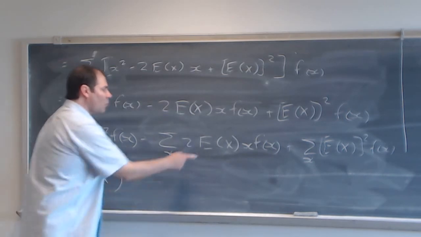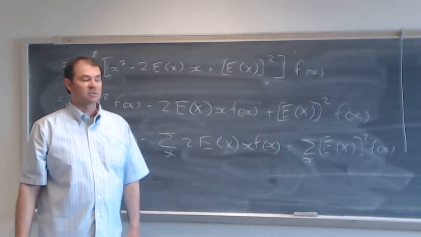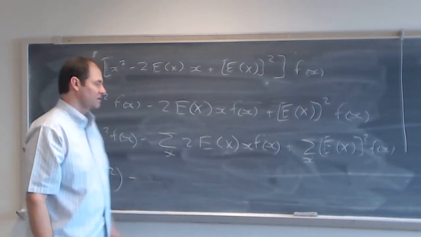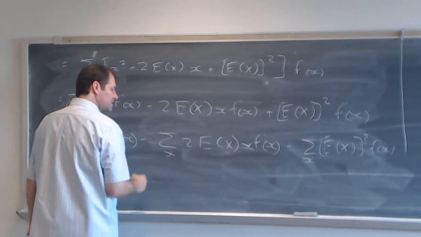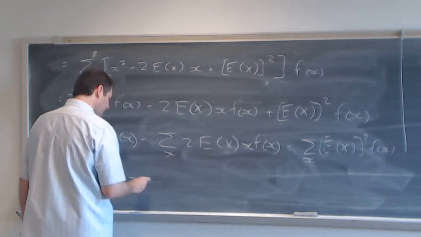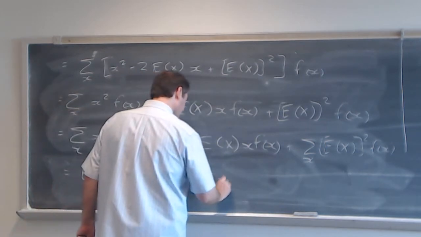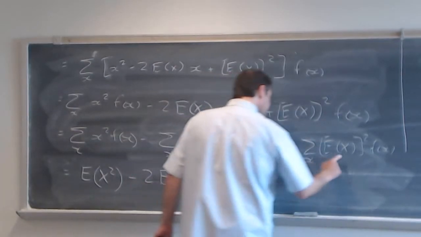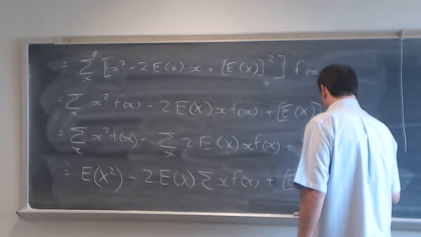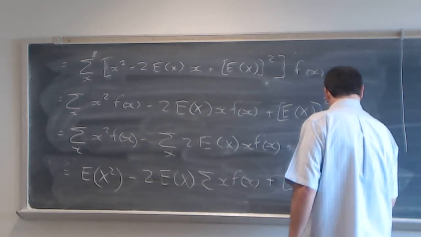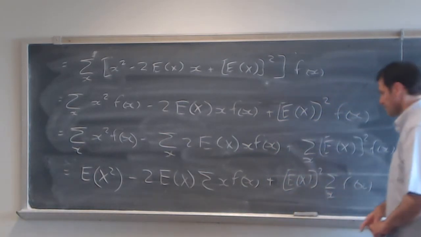For this sum, one of the things I hadn't emphasized, maybe, is that the expected value of X is a number, provided the expected value of X is finite. And so this is a constant, and 2 times a constant is a constant. So the constant can be brought out of the sum, and we have 2 times the expected value of X times the sum of x times f of x, plus, again, the expected value of X squared is a constant, so I can bring it out of the sum. That's what I'm doing. Sum over the x values of f of x.